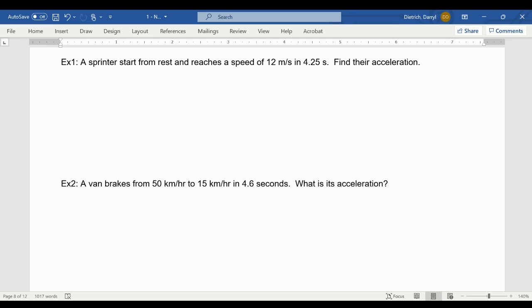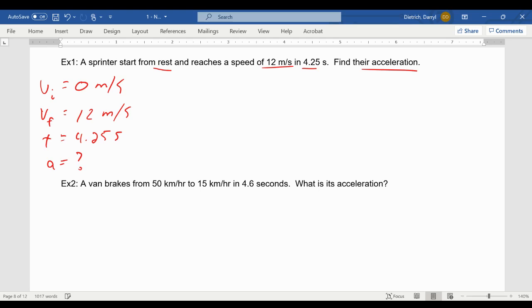If we have example number 1, a sprinter starts from rest and reaches a speed of 12 meters per second in 4.25 seconds. Find their acceleration. So with this one, I'm just going to underline some key information. And along my left-hand side, I'm going to write out my knowns and unknowns. Okay, if a sprinter starts from rest, then their initial velocity would be 0. Their final velocity would be 12 meters per second. Their time for doing that is 4.25 seconds. And then also, let's write down our unknown. I'm just going to put a question mark there. We don't know what our acceleration is.